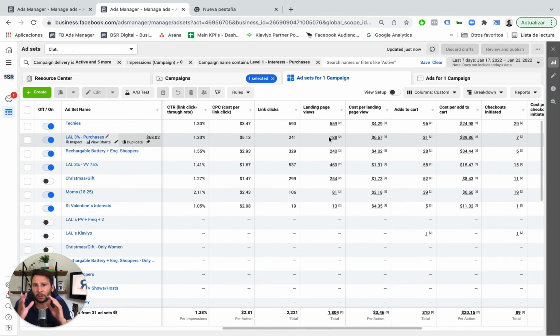If the CPC is more or less the same, you need to explore the right side of things, which is where people are dropping off from the visit to the cart. Are they adding products to cart? Or when they add products to cart, are they starting the checkout process? Or when they start the checkout process, are they actually buying?